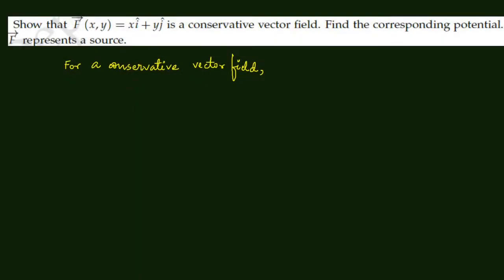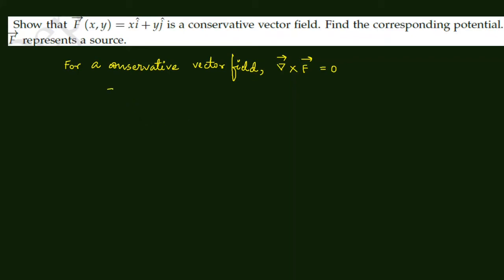Let us discuss a few numerical problems here. First, the problem that we discuss here is: show that the vector field F equal to x i plus y j cap is a conservative vector field. Find the corresponding potential, and you also have to show that the F vector represents a source.